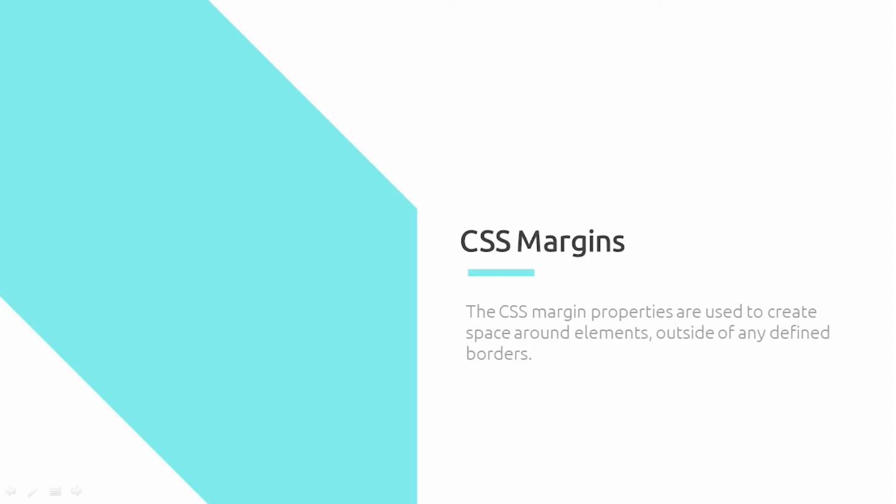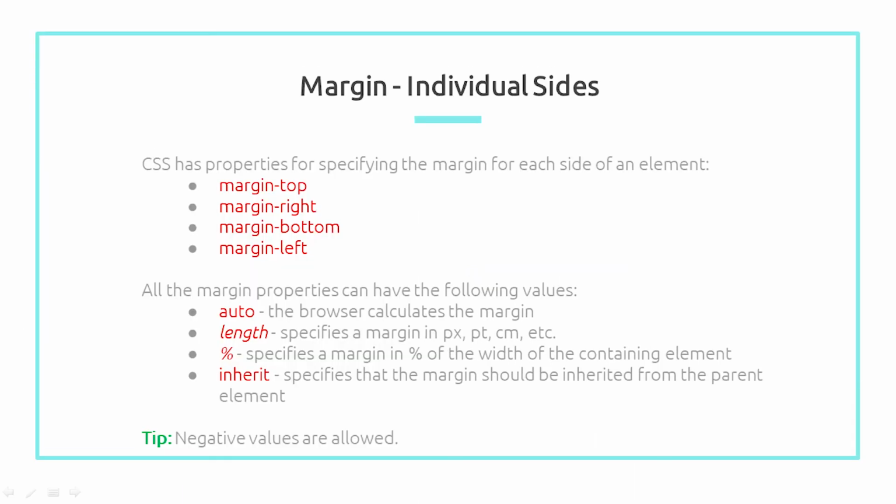CSS margins. The CSS margin properties are used to create space around elements outside of any defined borders. With CSS, you have full control over the margins. There are properties for setting the margin for each side of an element: top, right, bottom, and left. Margin individual sides. CSS has properties for specifying the margin for each side of an element: margin-top, margin-right, margin-bottom, margin-left.